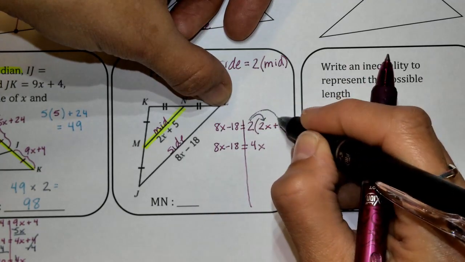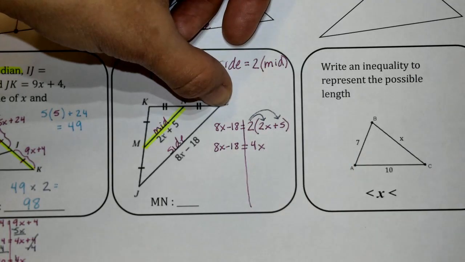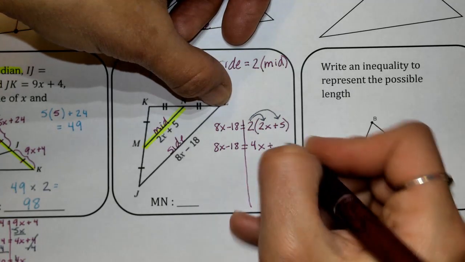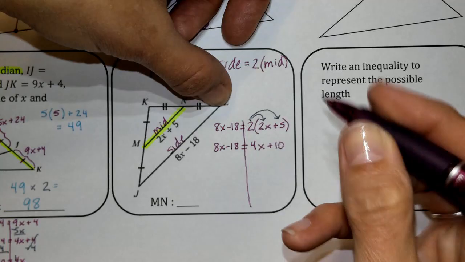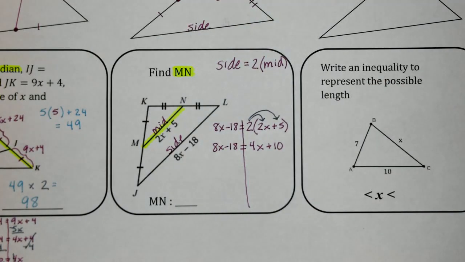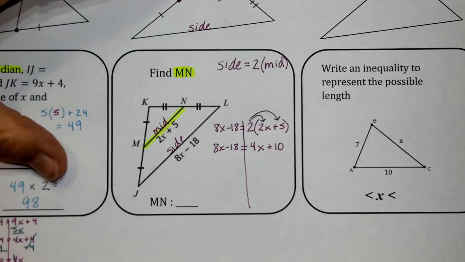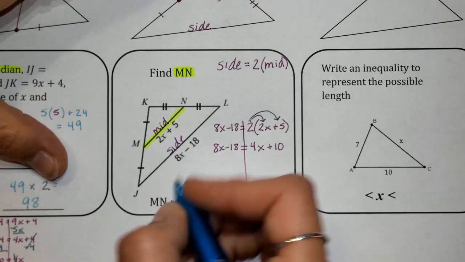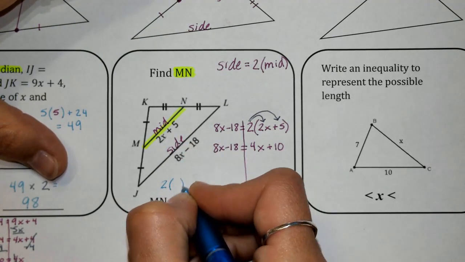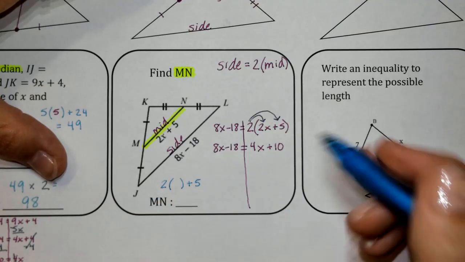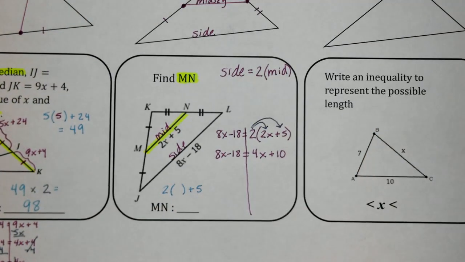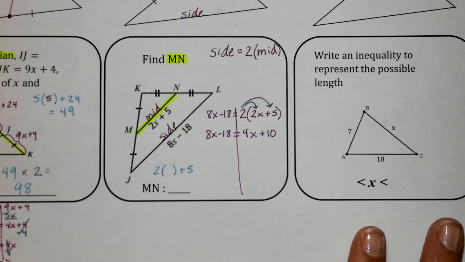Then we do 2 times a positive 5, so it will be positive 2 times 5 is 10. Okay, go ahead, we've got 3 more steps to solve for x. Go ahead and solve for x, and then we will substitute in for the mid-segment of 2x plus 5. Go ahead and solve for x, plug it in, and solve for m. Please pause the video now.